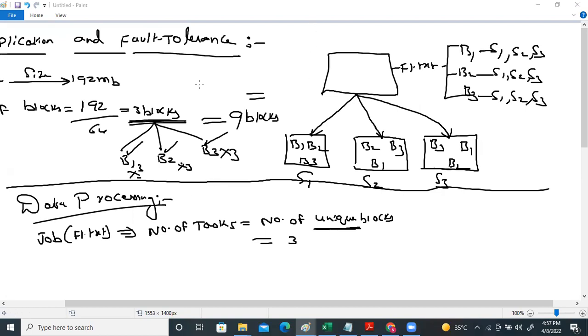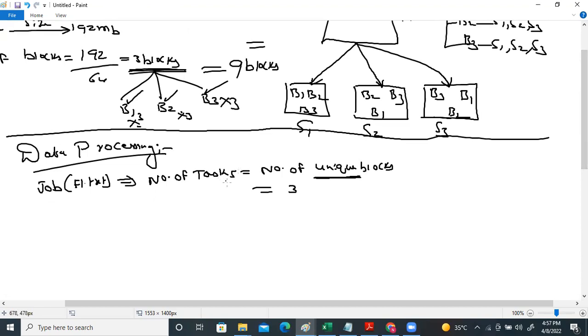Okay. Why are we replicating here? Just 1 minute. I'll complete this. You will come to understand, right? Why this? So now you got unique blocks, right? Okay.